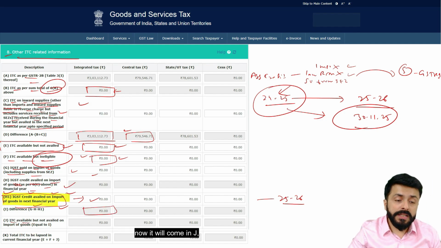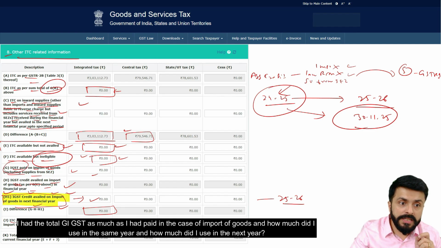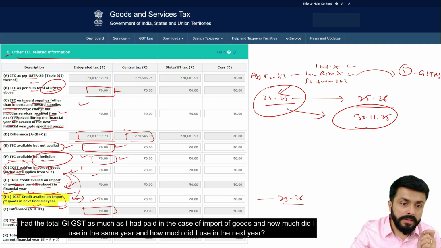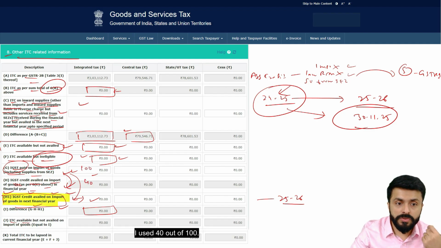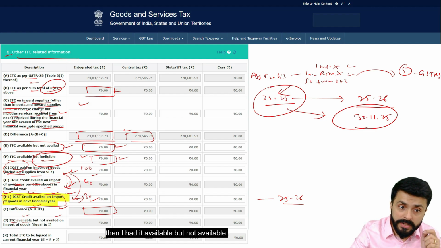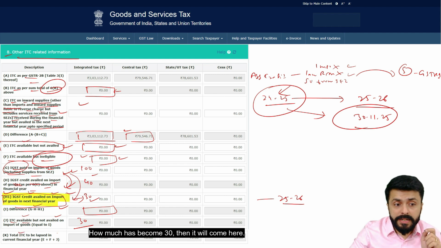Now it will come in J. How much was the total in our ITC available? I had the total IGST as much as I had paid in the case of import of goods, and how much did I use in the same year, and how much did I use in the next year? I used 40 out of 100. If you use 30 next year, then I had it available but not availed. How much has become 30? Then it will come here.